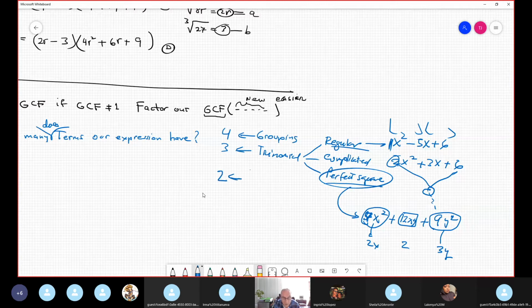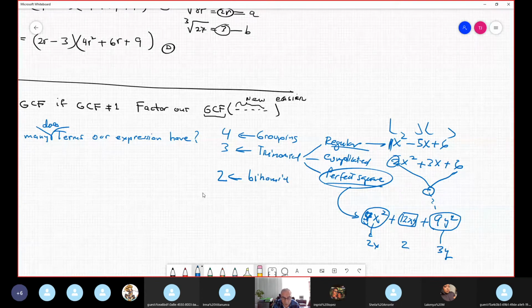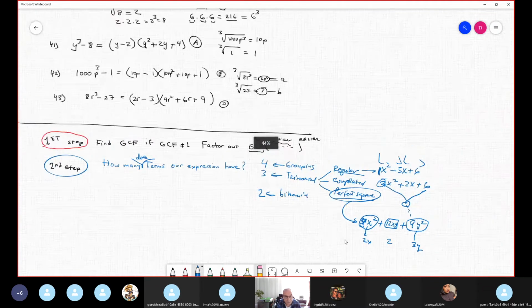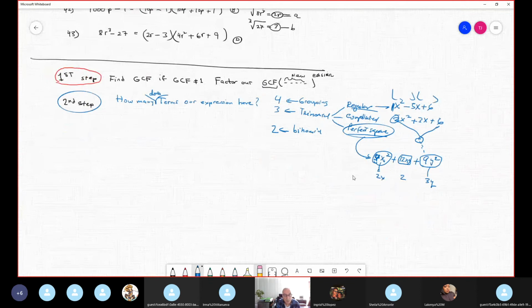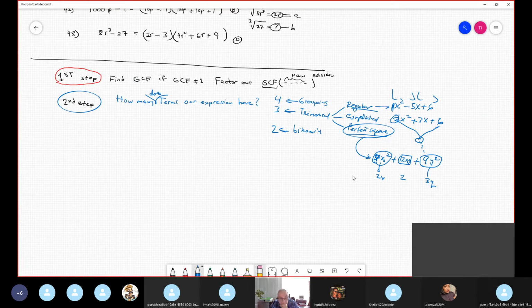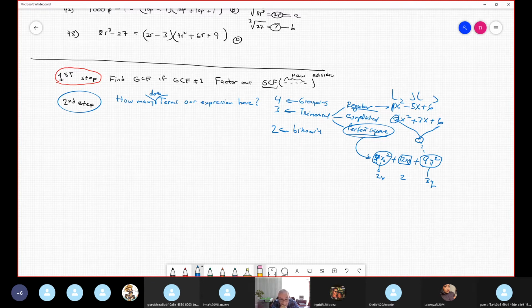And for 2 terms, binomial, we have difference of squares, difference of cubes, and sum of cubes. You apply the formula and end the story. Okay? 2 steps. Number 1, important: GCF. No GCF, 1, okay, I cannot simplify. Binomial is easy, in my opinion. Yes, you're right, because I just apply the stupid formula and that's it.